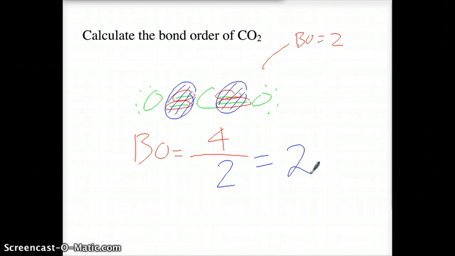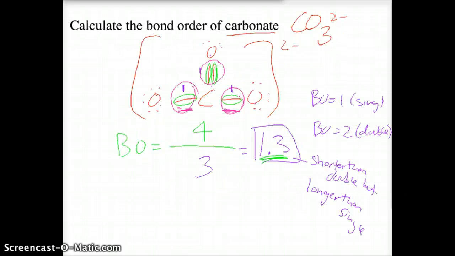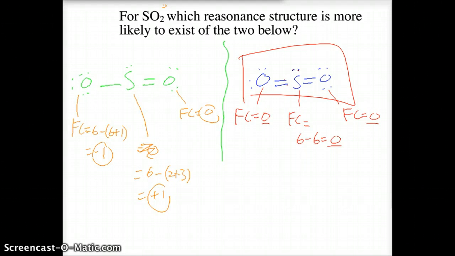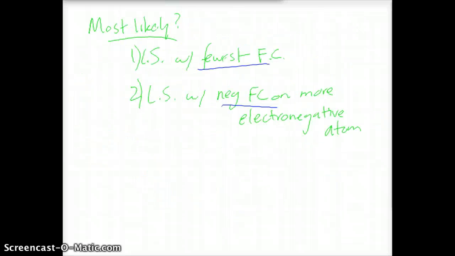What we need to be able to do walking away from this video is calculate the bond order of a molecule, like this. We need to be able to compare bond lengths, where the more single bonds we have, the longer they are. The more double and triple bonds you have, the shorter they are. And you need to know how to, given a set of Lewis structures, figure out which one is more likely to exist based on the criteria that we want the ones with the fewest formal charges and the ones where the negative formal charge is on the more electronegative atoms.